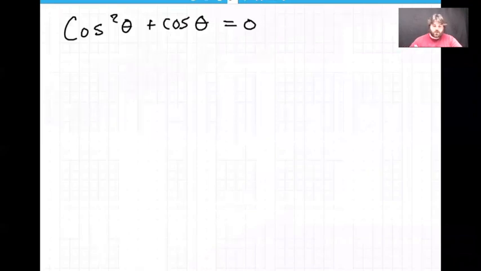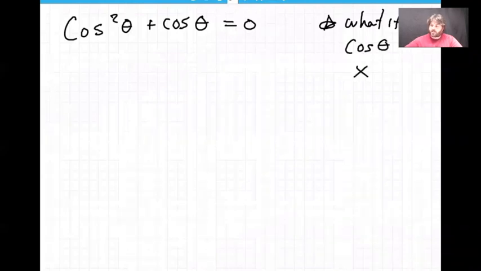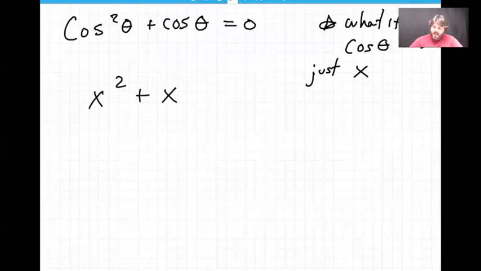What if you have something like this? Another example: cosine squared of theta plus cosine theta equals 0. Here's what you've got to remember. What if instead of cosine of theta, we called it x? What would we have? We'd have x squared plus x equals 0. We could solve that. What would we do?